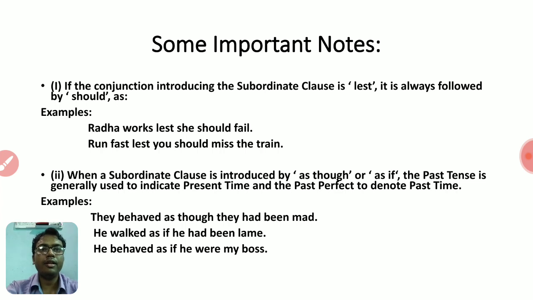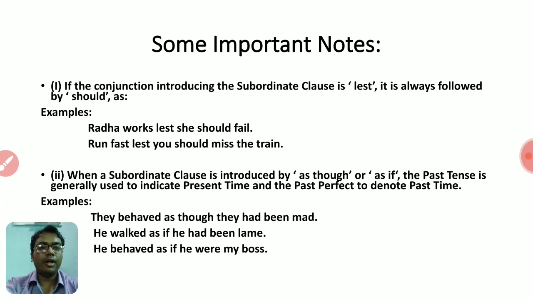Let's see another example. He behaved as if he were my boss. Now here you understand that "were" is used. Although the subject is singular, we are getting "were" because it denotes imagination. Here you have to understand that this "were" is past tense. This "were" is a past tense which denotes present time.